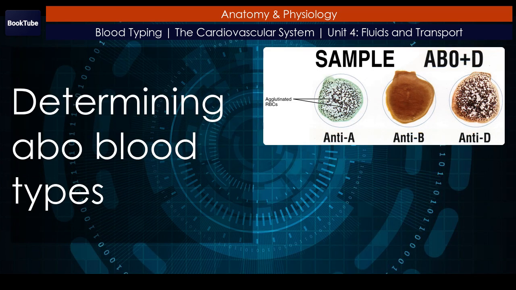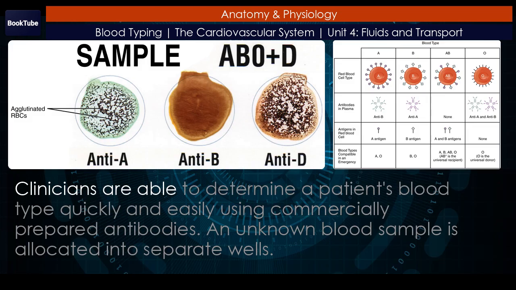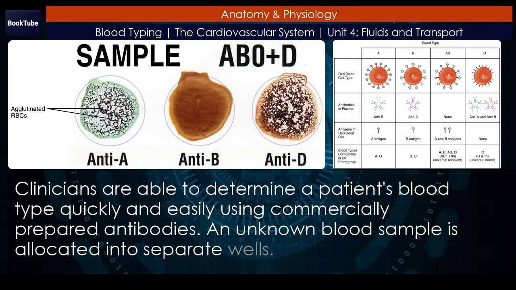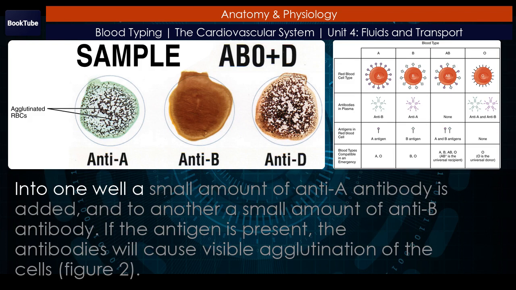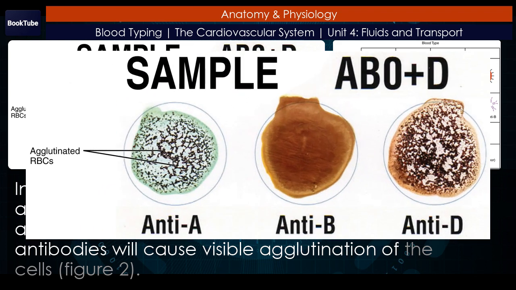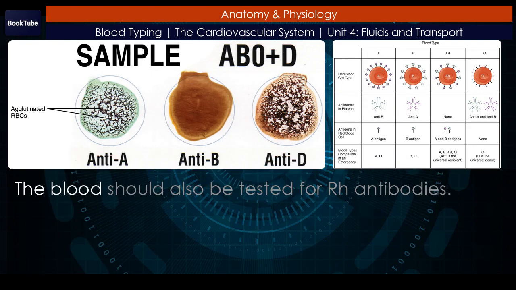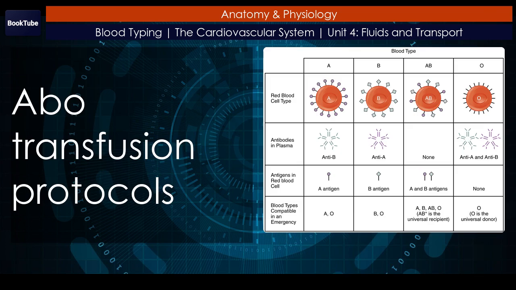Determining ABO blood types. Clinicians are able to determine a patient's blood type quickly and easily using commercially prepared antibodies. An unknown blood sample is allocated into separate wells. Into one well a small amount of anti-A antibody is added, and to another a small amount of anti-B antibody. If the antigen is present, the antibodies will cause visible agglutination of the cells. Figure 2. The blood should also be tested for Rh antibodies.